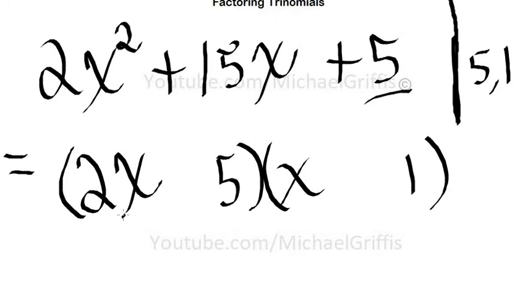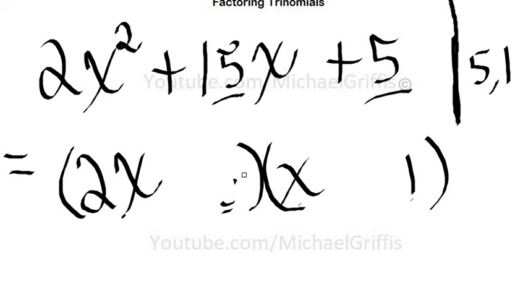If I multiply the 2x times x, I get 2x squared. Then 2x times 1, I get 2x. And then 5 times x is 5x. So 2x plus 5x is definitely not 15. So that's not going to work.